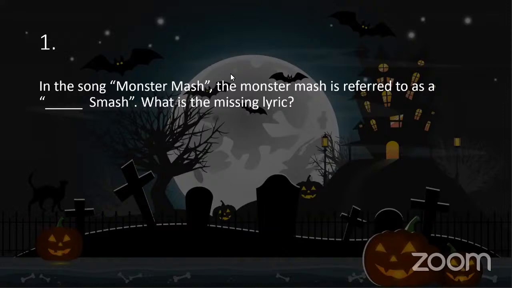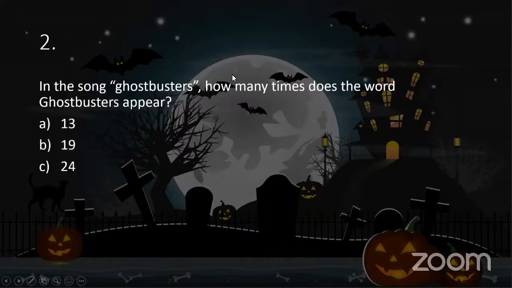Right. Question number two. In the song Ghostbusters, how many times does the word Ghostbusters appear? Is it 13, 19, or 24?